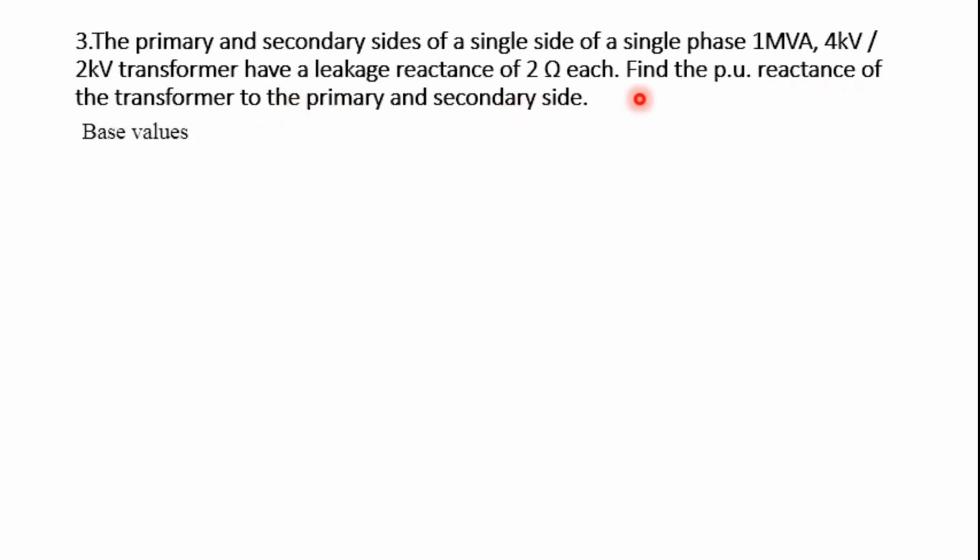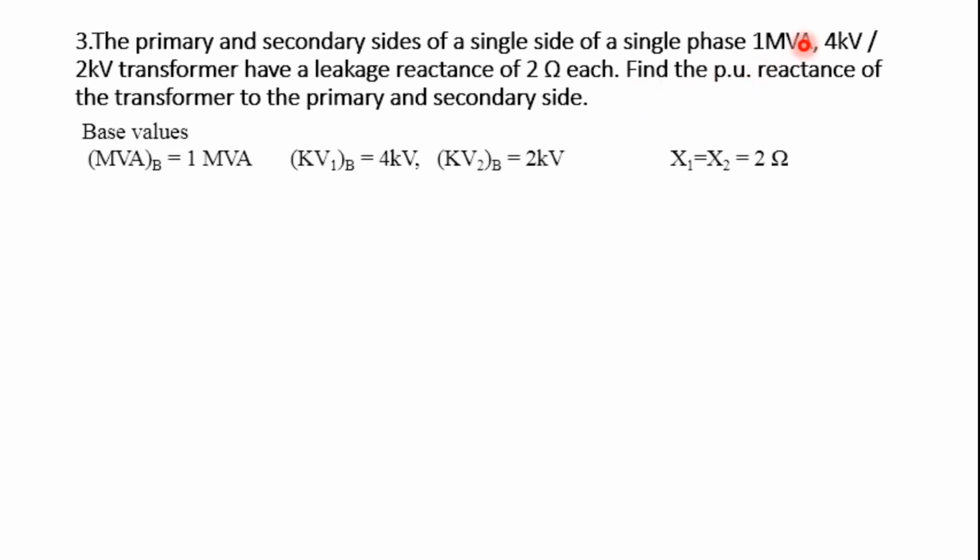First we have to consider the base values. MVA base is 1 MVA. The primary voltage is 4 kV. Similarly, the secondary side voltage is, sorry, it is 2 kV, it's not 4 kV. The leakage reactance is 2 ohm each, which means the primary and the secondary reactances are 2 ohm each.